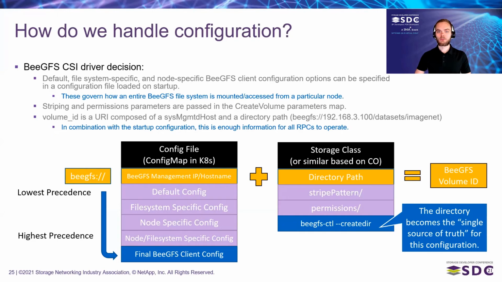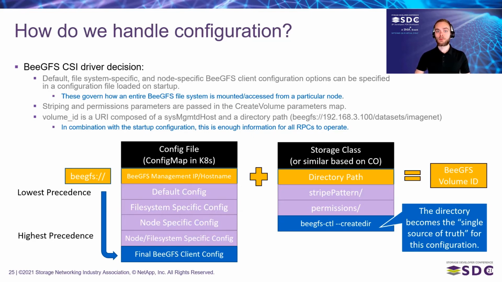Then we rely on the CO to provide us any dynamic configuration specific to a particular volume as part of the create volume request. Today, that includes stripe patterns and permissions. These are applied using beegfs-ctl create dir, and there's no need for us to persist these details as they're always available by simply inspecting the directory in BeeGFS. Thus, we consider our volume ID to be a uniform resource identifier, or URI, composed of the BeeGFS management hostname or IP and the path to the directory representing a particular volume.